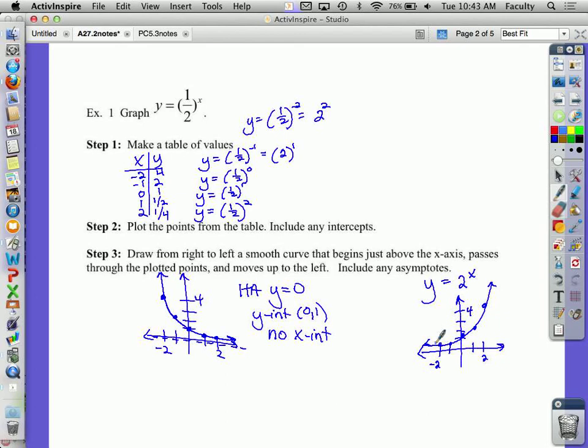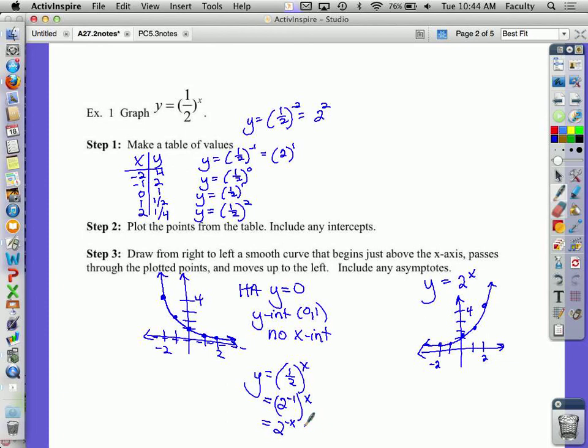It's a reflection, but this time it's not over the x-axis, is it? It's a reflection over the y-axis. Now let me explain why. This is very, very cool. Watch what happens here, this fancy mathematics. What if I have y equals 1/2 to the x? 1 over 2 is 2 to the negative 1, right? And that's 2 to the negative x.